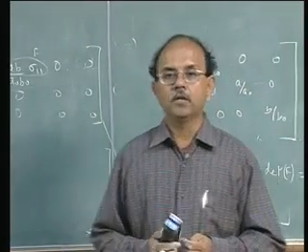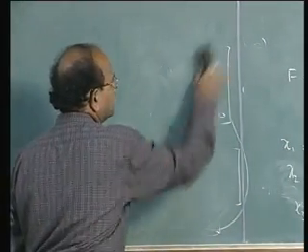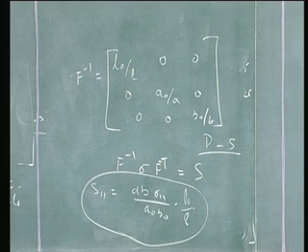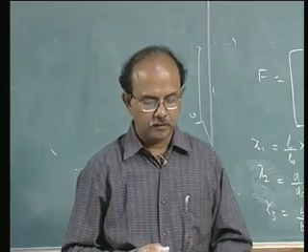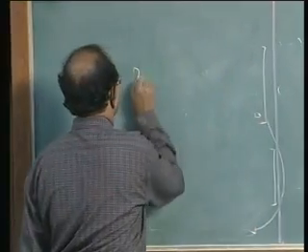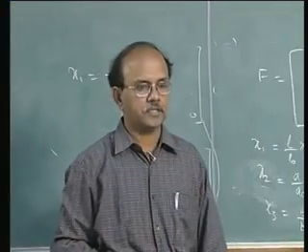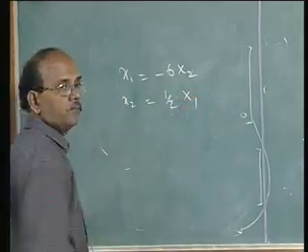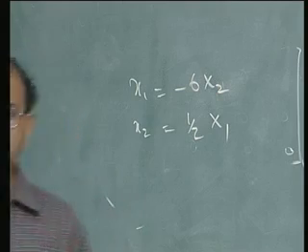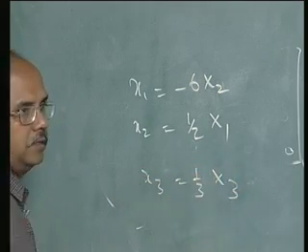Okay. So let's look at the next problem. I'll just give that problem to you. This will be our fourth problem. The deformation of a body is described by x1 is equal to minus 6 X2, x2 is equal to half of X1 and x3 is equal to 1 by 3 capital X3.